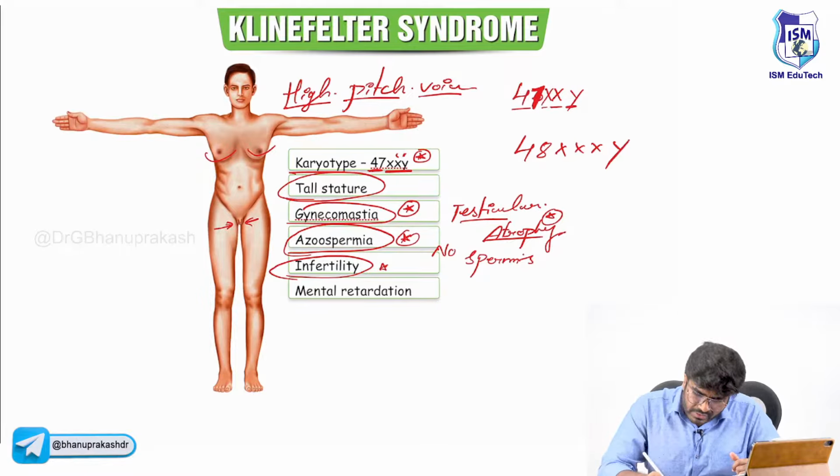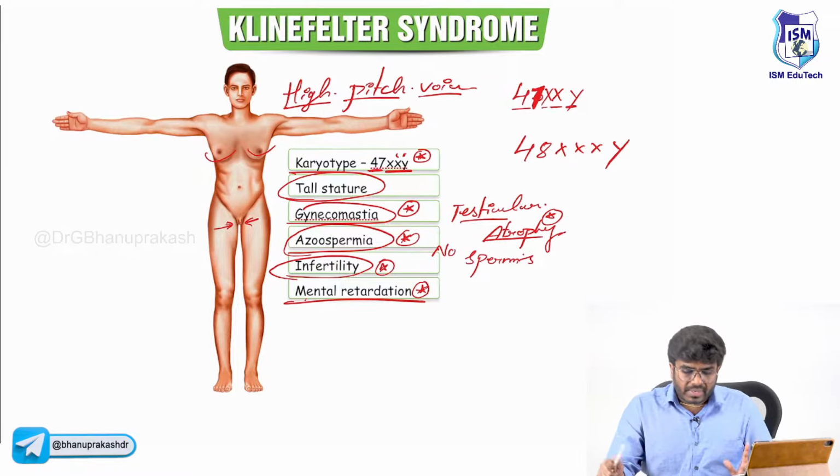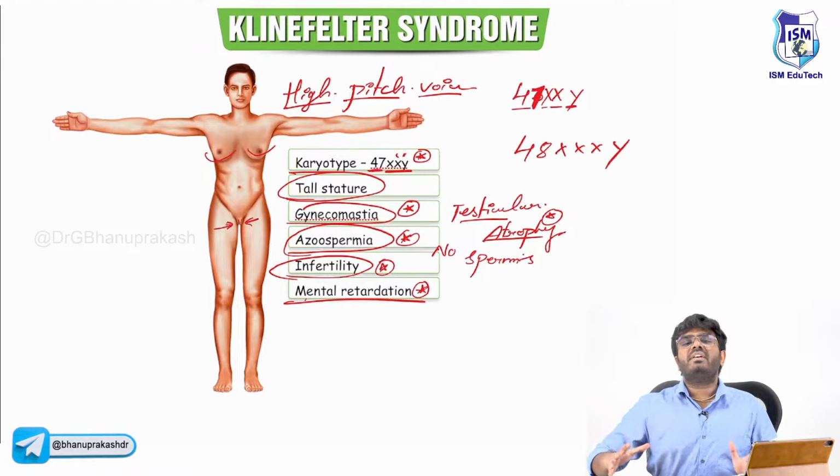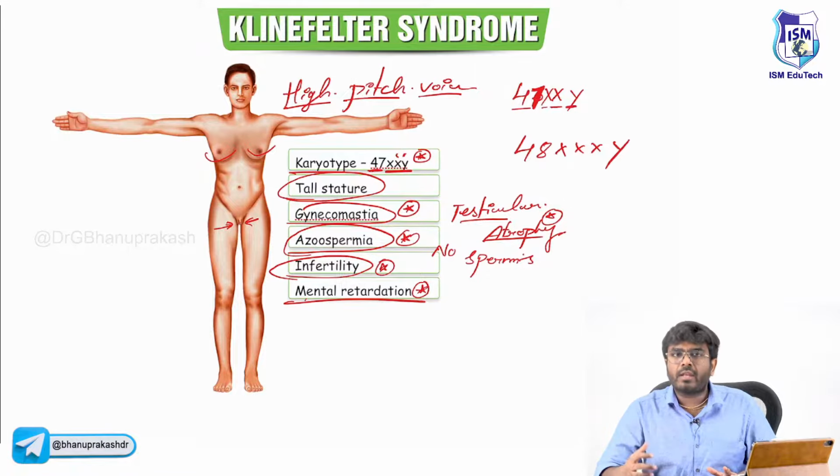Okay, they are going to suffer with infertility, and yeah, in some patients there will be mental retardation. Some patients with Klinefelters will be normal also. There are variations. Okay, but anyway, Klinefelters is a male who is almost having the feminine characters like high pitch voice, gynecomastia. And if you look for the sperms, there are no sperms. As there are no sperms, there is infertility, sir.